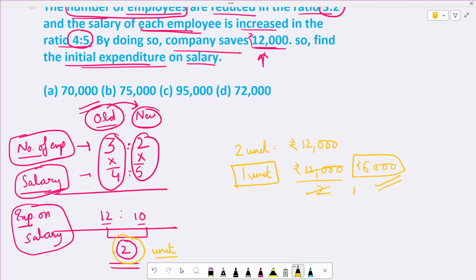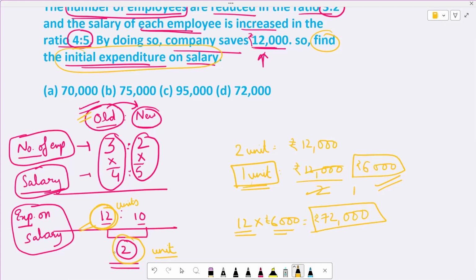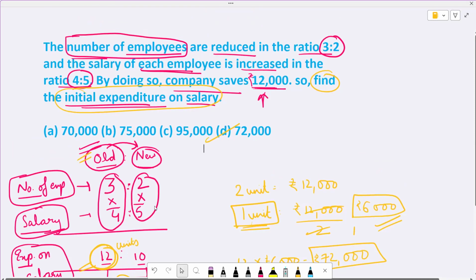Now the question that they're asking is, find the initial expenditure on salary. So initial expenditure was this, right? Old or initial. So this was the total expenditure. So this was 12 units. Since we found out the value of 1 unit, we can multiply the 12 units with the value of 1 unit, that is rupees 6,000, which will further be equal to rupees 72,000. Easier question than the past few ones. So I hope you understood this question, and 72,000 is the answer to this particular question.